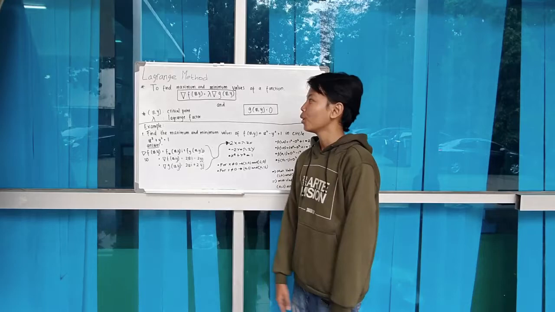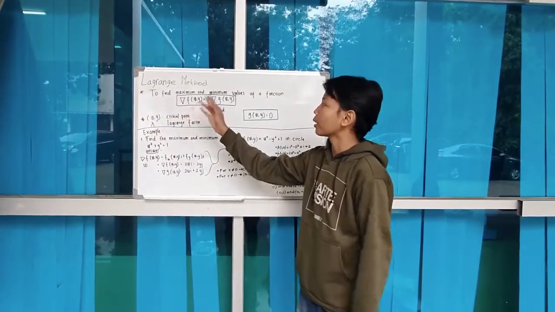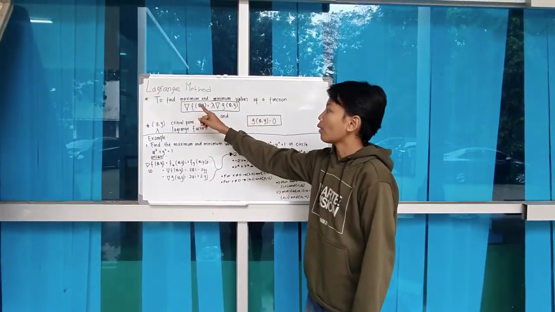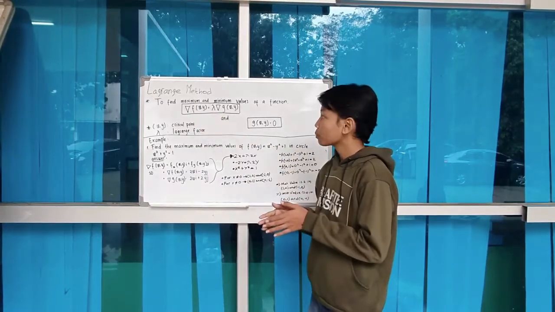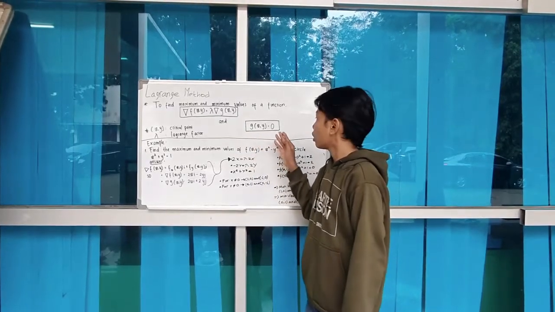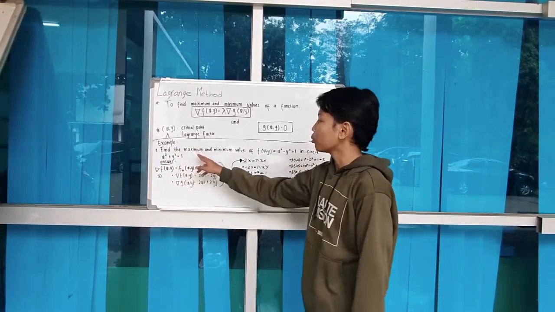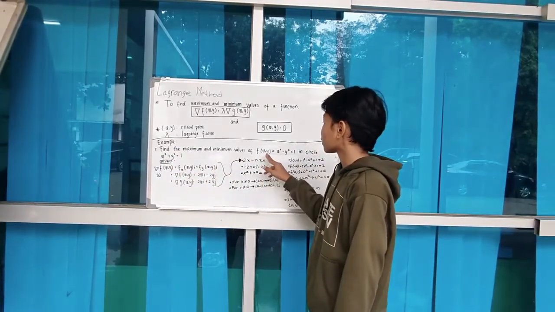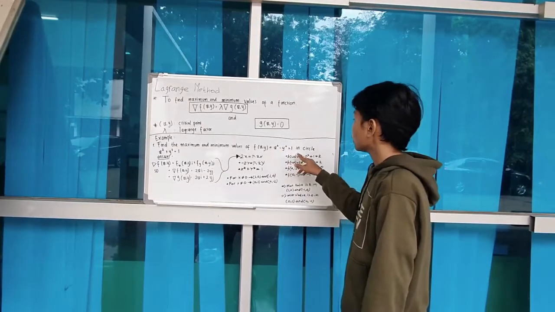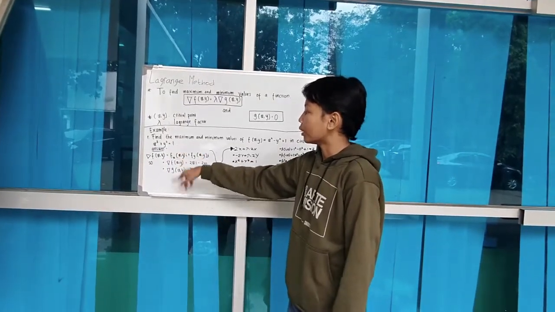Hello, in this section we're going to talk about the Lagrange method. This method is used to find the maximum and minimum values of a function. The gradient of the f function is equal to lambda times the gradient of the g function, and the g function must be equal to 0. For the example, let's find the maximum and minimum values of the f function equal to x squared minus y squared plus 1 on the circle x squared plus y squared equal to 1.